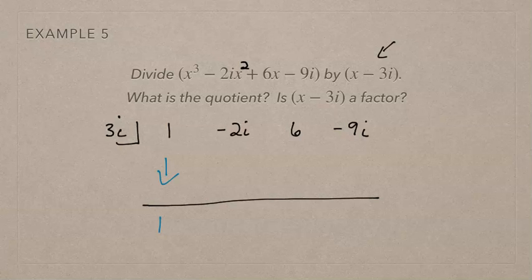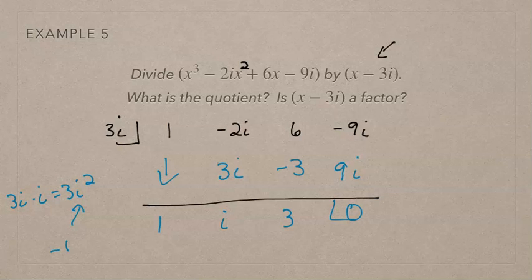I'm going to drop down 1. 3i times 1 is 3i. 3i minus 2i is 1i. Now let's get fun with imaginary numbers. 3i times i is 3i squared, but remember that i squared is the same as negative 1. So that ends up being negative 3. 6 plus negative 3 is 3. 3i times 3 is 9i. And negative 9i and positive 9i add to 0.